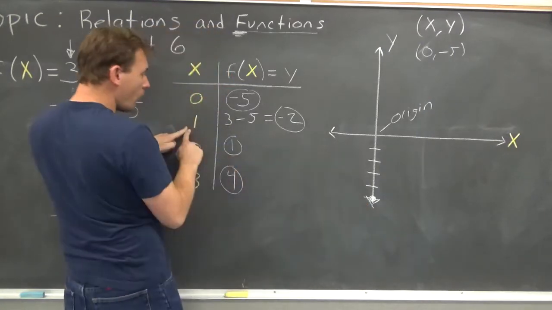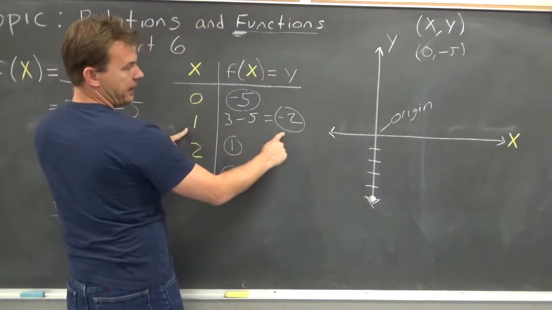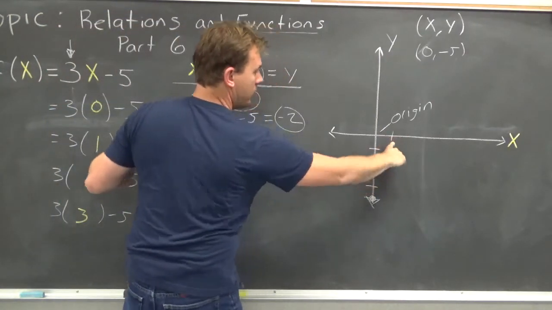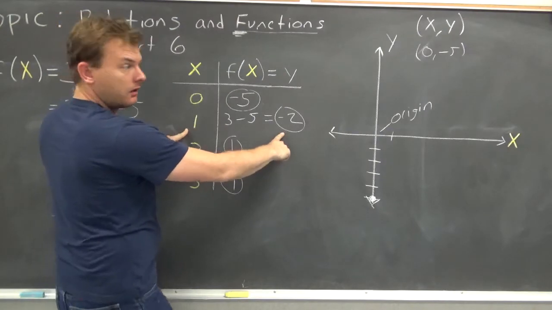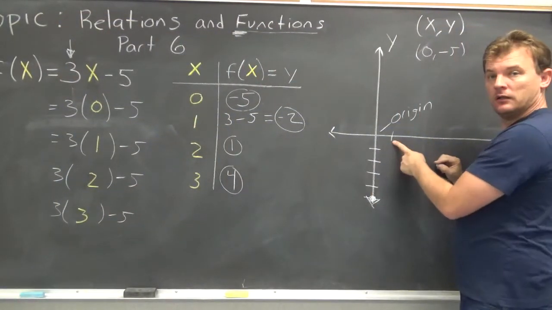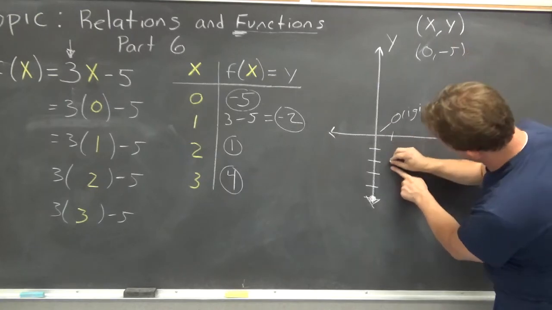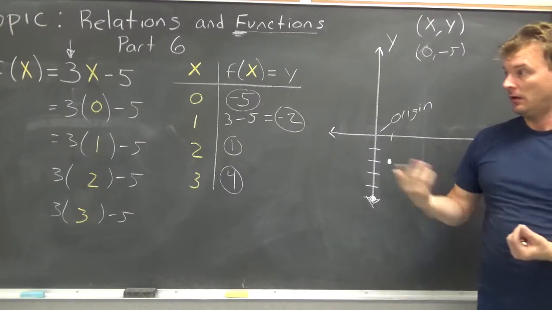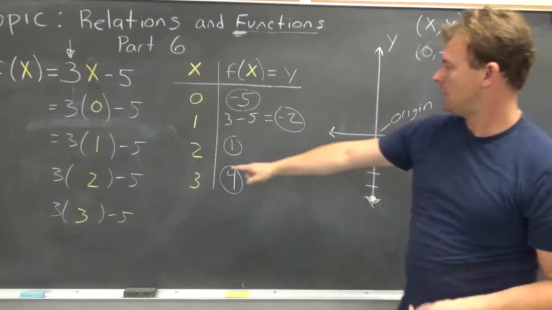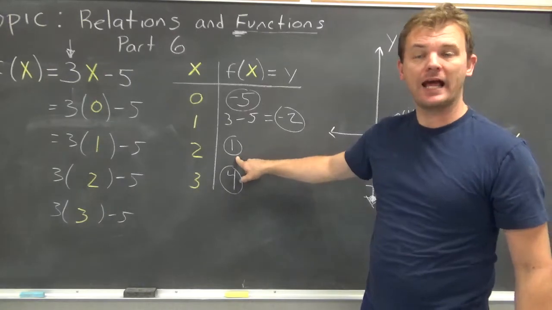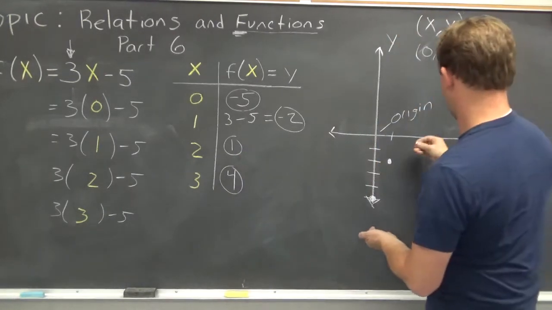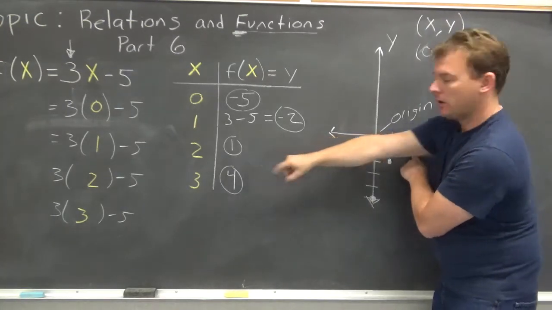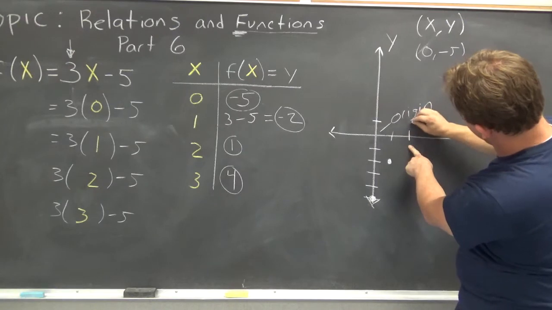Next point. 1, -2. This time, on the x, 1, and where do we go? So we go over 1 and down 2. Okay, that's that second point. Where's the third point at? 2, 1. Where's that at? Over 2. And where do we go? Up 1, right? So we're going to go here.